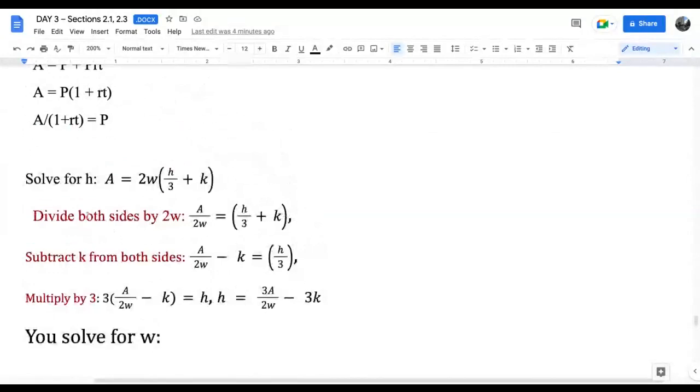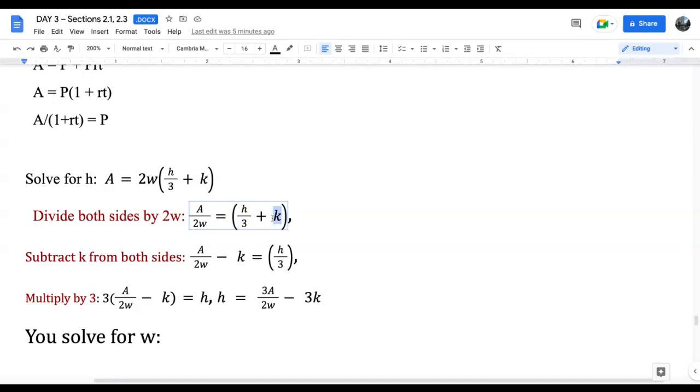Let's see this one. Solve for h, which means in the end we have h equals something in terms of the others. So h is here, then 2w is a common factor. We can distribute this 2w first, or we can just divide by 2w. Let's divide by 2w on both sides. So we get A over 2w equals this.